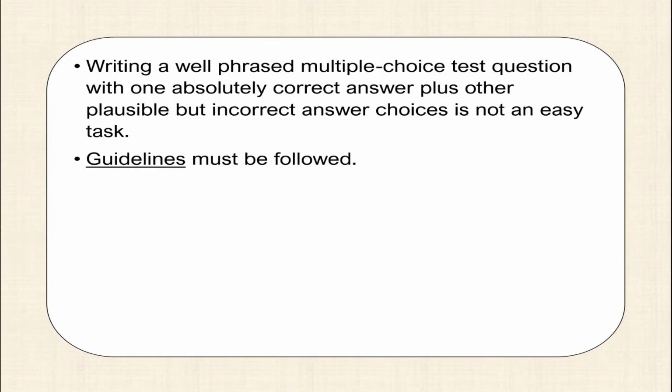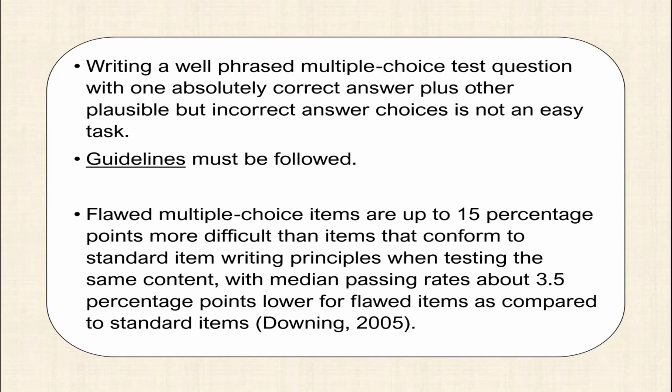So we have to follow the guidelines, and the guidelines must be followed. Remember, we said guidelines are extremely important to follow, because if you don't follow them, you have a flawed item, and flawed multiple choice items are up to 15 percentage points more difficult than items that conform to standard item writing principles when testing the same content. Also, they have median passing rates about 3.5 percentage points lower than standard items. This is based on research by Downing and meta-research, and it's very well backed up by all the writers, experts in the field.